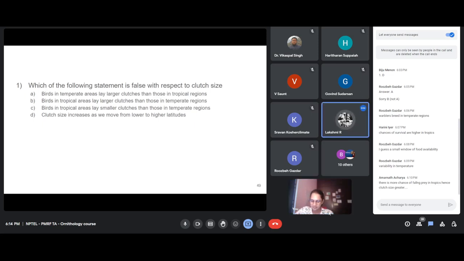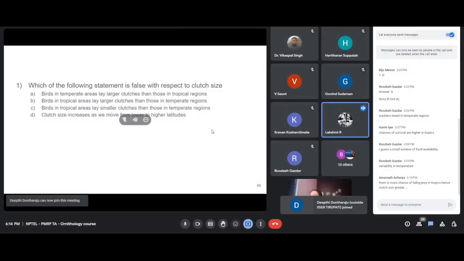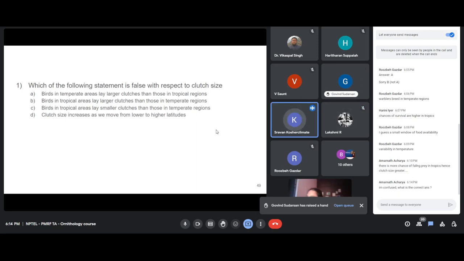Maybe the food array they have, what they prey on, what they eat, maybe that's not abundant here at that time of the year, like summer or spring. But the migratory birds are also eating food, right, when they come here? Ma'am, seriously, I have no idea, ma'am. No, it's an open question. Yeah, go ahead. Govin. One second. Hang on. Okay, let Govin go first, then Shravan.